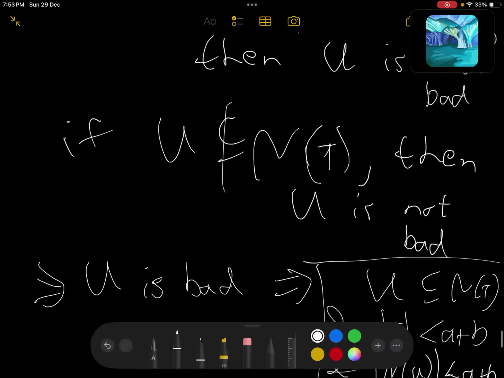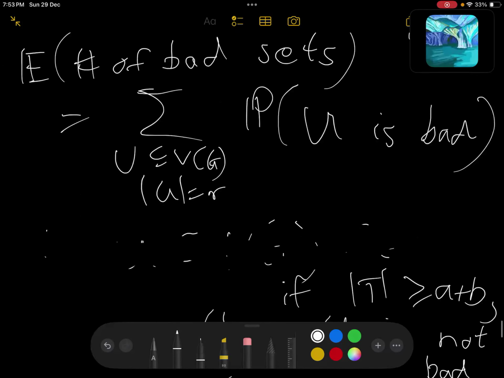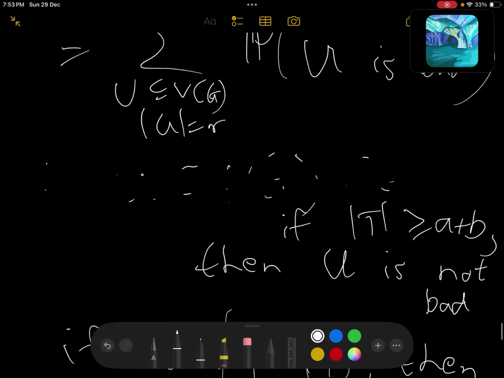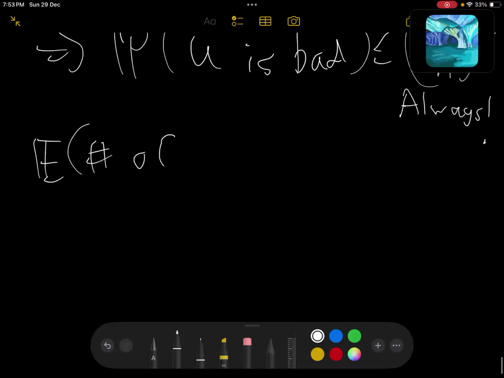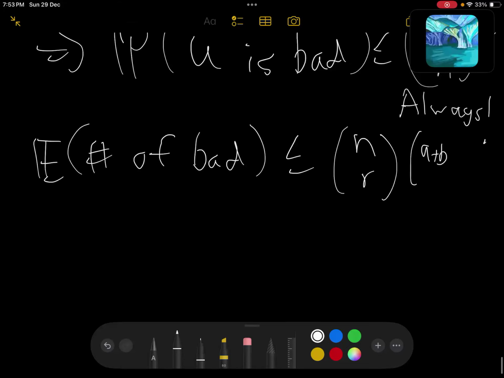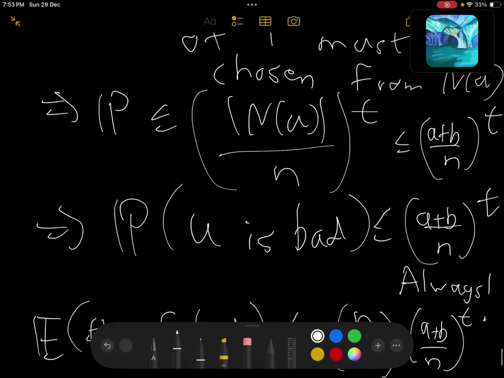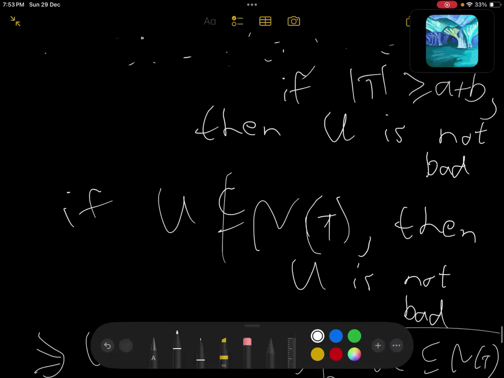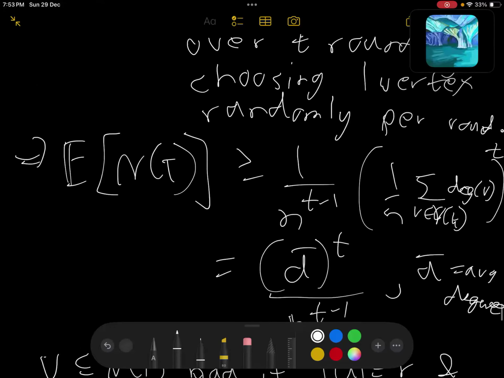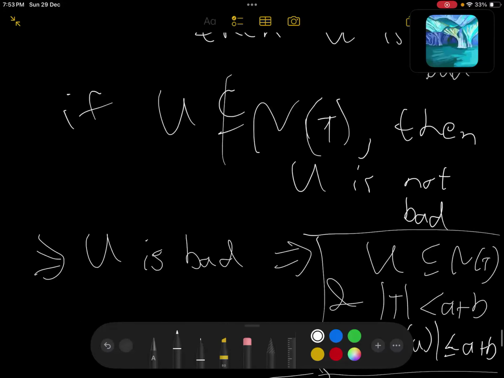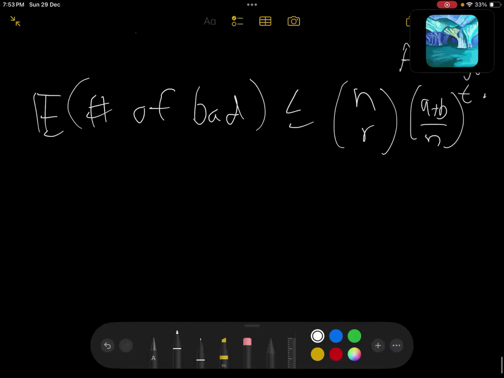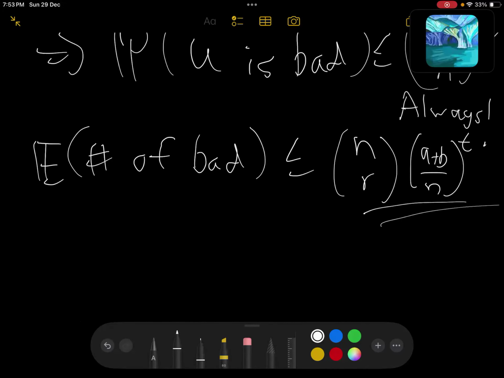And we had a summation over all subsets of VG of size R. So in the end, we get the expected number of bad subsets is at most N choose R into A plus B by N raised to T. And what we are going to do, we have this NT, and from NT we are deleting one vertex each for every bad subset. So how many vertices are we deleting? At most these many, on average.